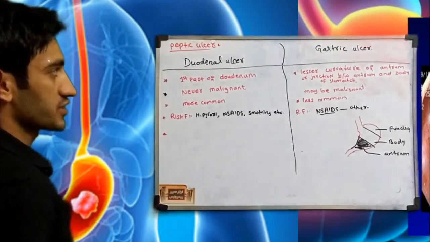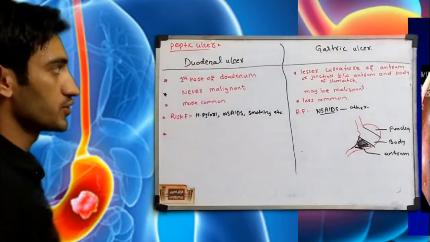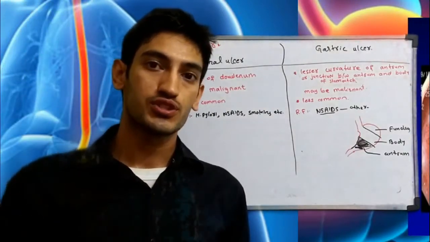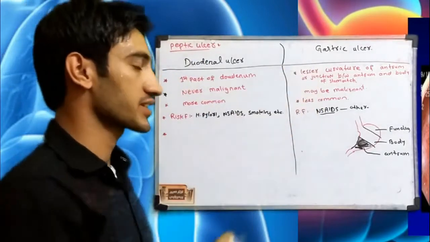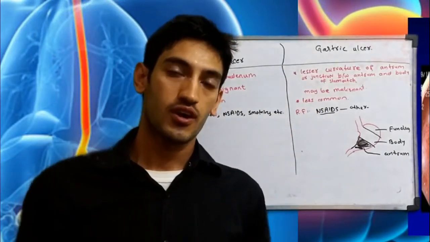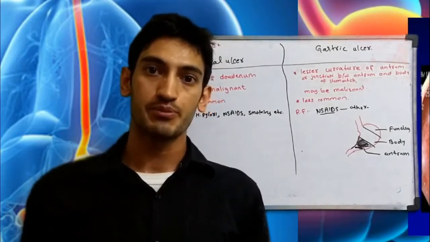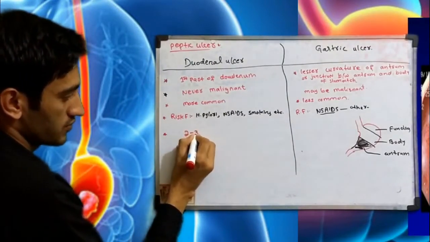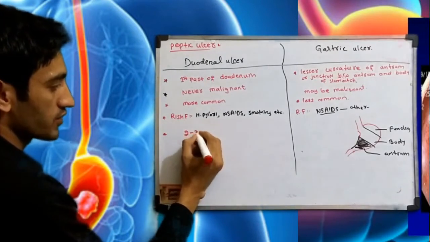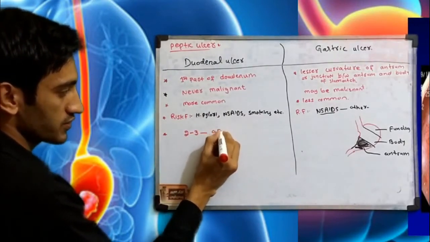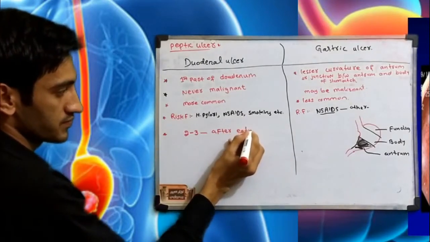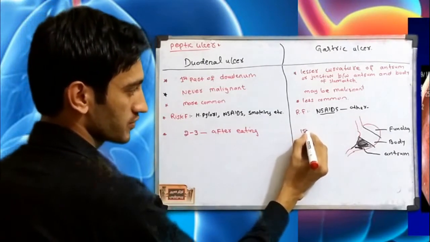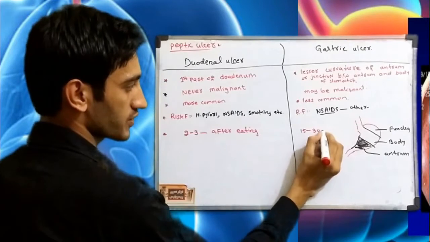Another difference is the time of pain. In case of duodenal ulcer, the patient feels the pain 2 to 3 hours after eating, but in case of gastric ulcer, the patient feels the pain 15 to 30 minutes after eating.